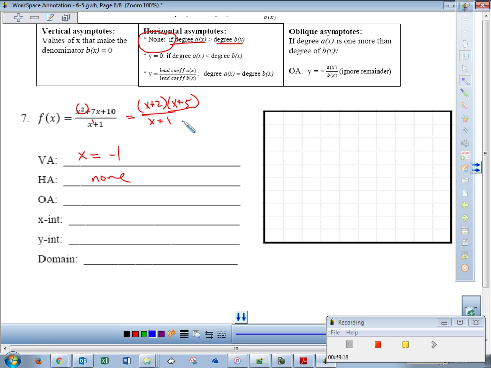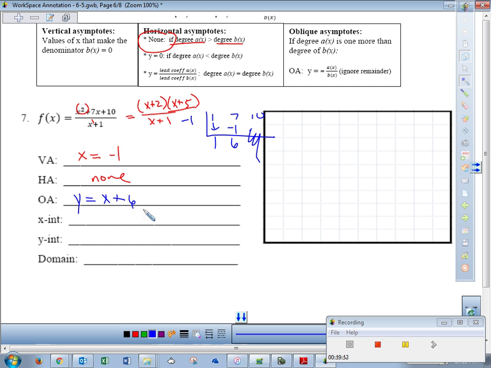So how do you find it? You typically divide by -1. 1, 7, 6. Don't care about the remainder part. So where's my oblique asymptote? Y equals x plus 6.